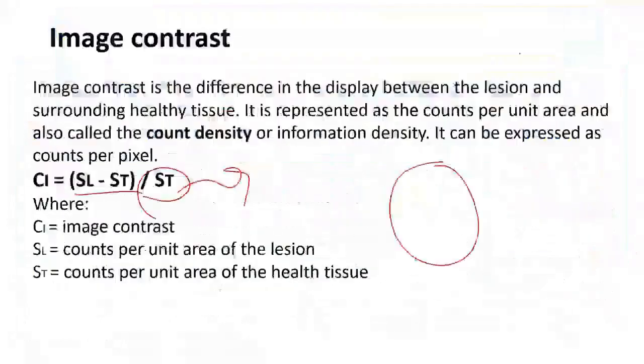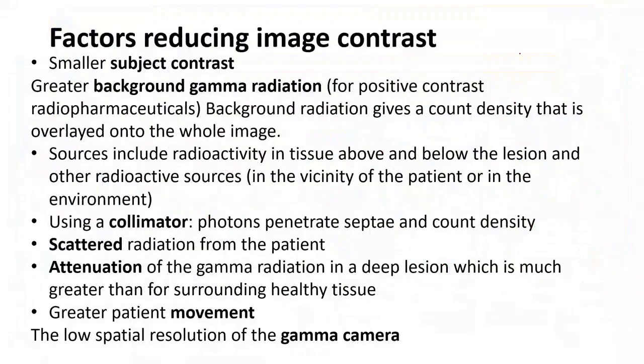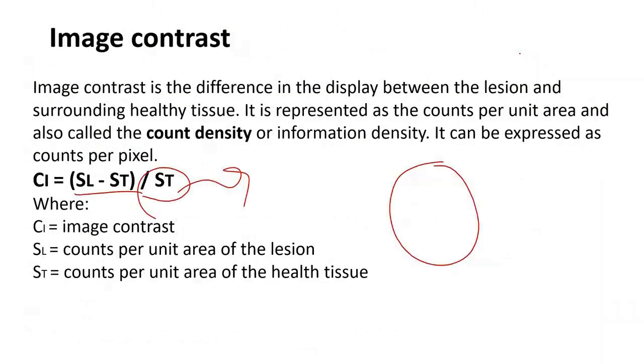Now, what does the contrast or the amount of variation depend on? What factors can decrease or increase the contrast? From this equation, I have SL, which is the count per area in the lesion, and ST, which is the count per unit area in my background or the surrounding tissues.